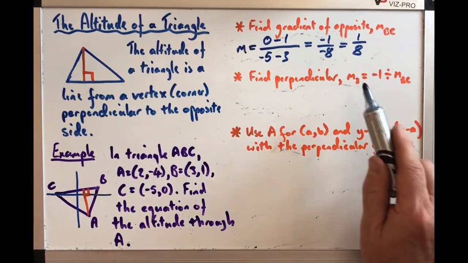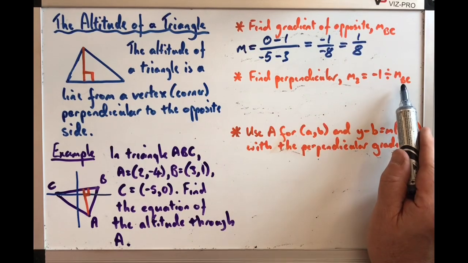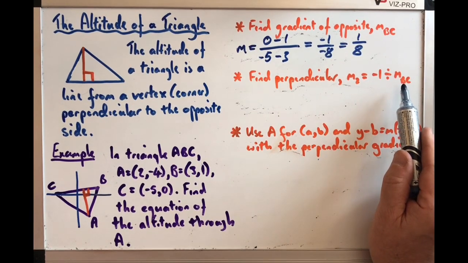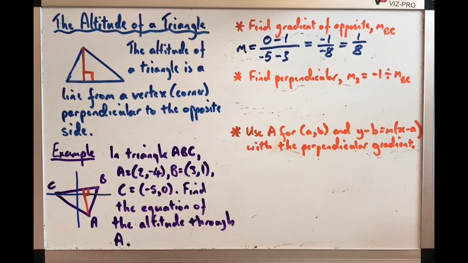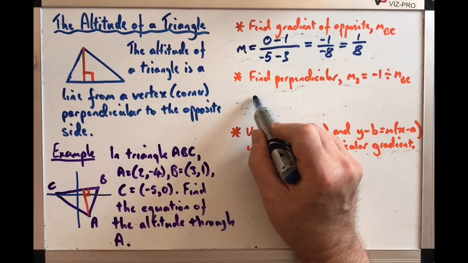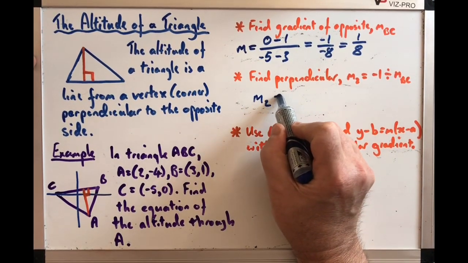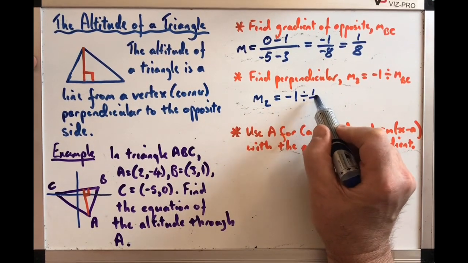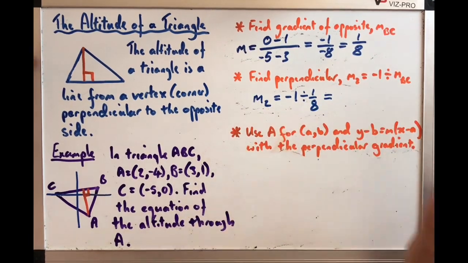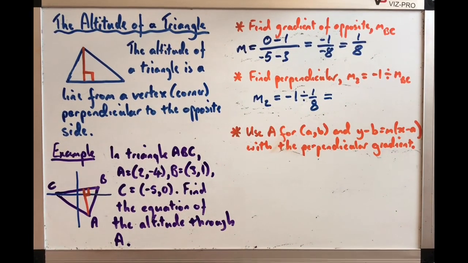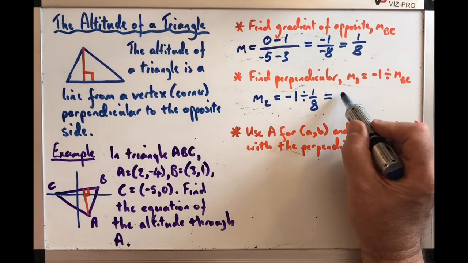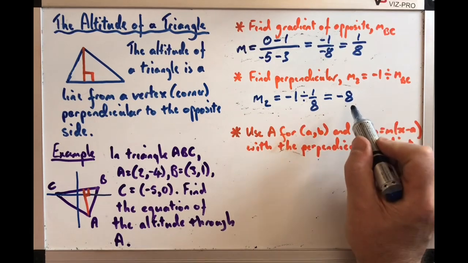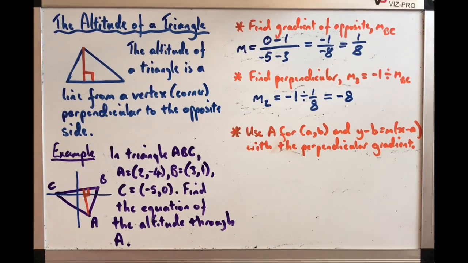Now, the perpendicular, remember, we do minus 1 divided by the gradient of the line we want it perpendicular to. So let's have a look at this. We'll call it m2 for the perpendicular, minus 1 divided by 1/8. Remember, if you divide by a fraction, turn it upside down and multiply, and the only thing multiplying by minus 1 does is change the sign. So that'll become minus 8 over 1, but we'd write that just as minus 8. Okay, we've got everything we need now.